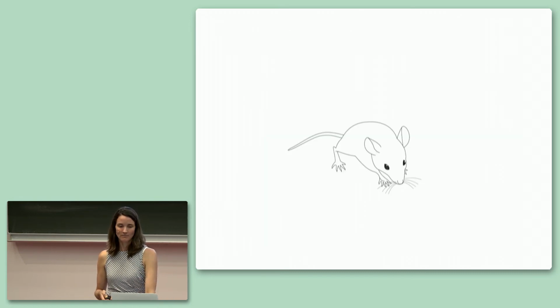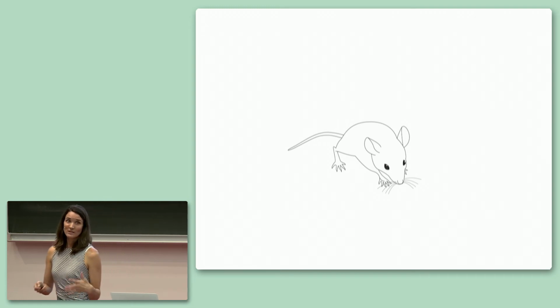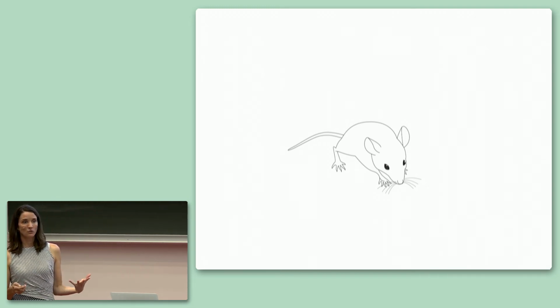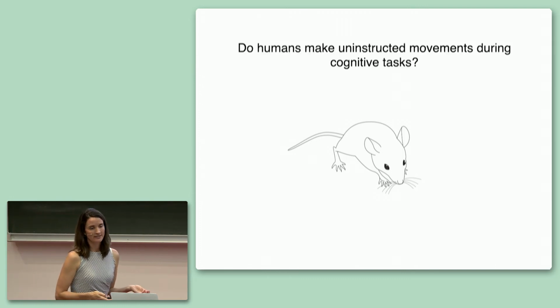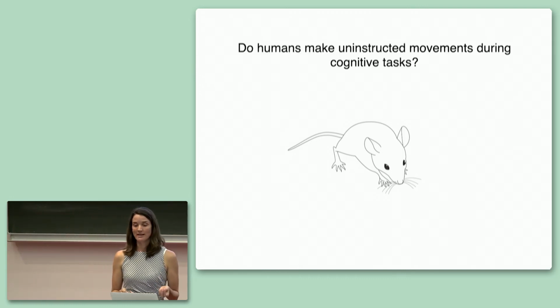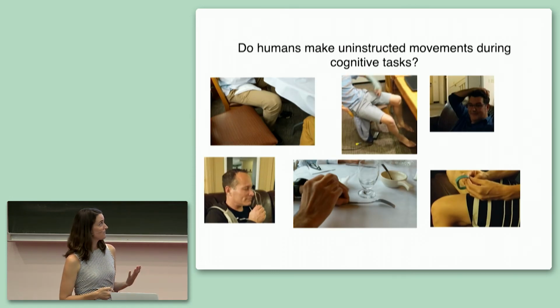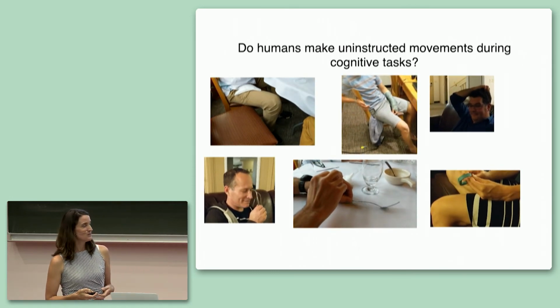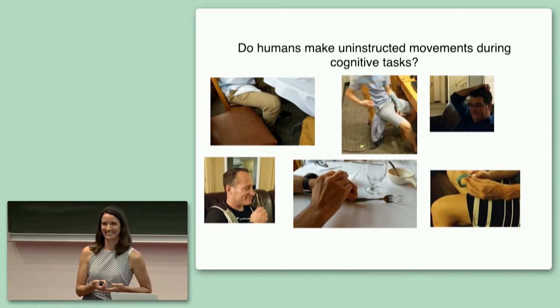Okay, so finally, we don't yet know the answer, but a natural question is, are we seeing such a big signal because this work is done in mice? And we don't know the answer to that. A natural question is, do humans make uninstructed movements during cognitive tasks? It's an open question. It's one we're hoping to get to the bottom of. I do have a hypothesis. I think humans make a lot of uninstructed movements.